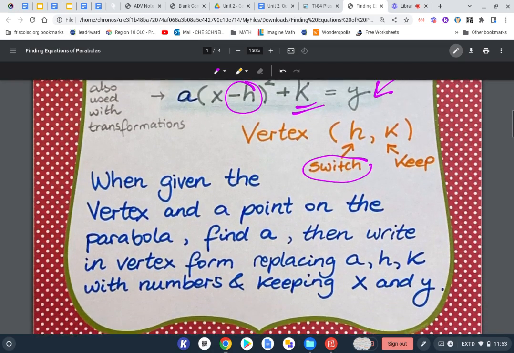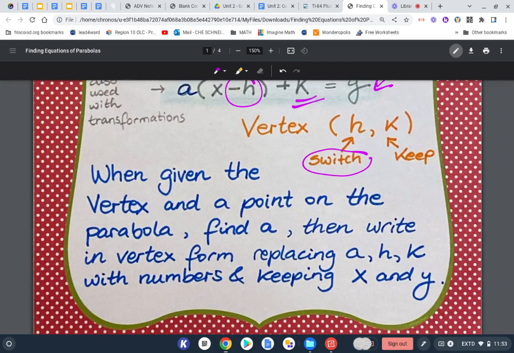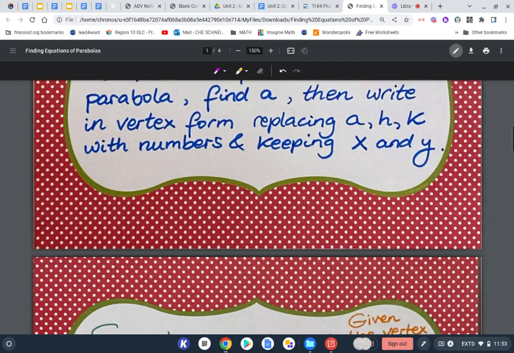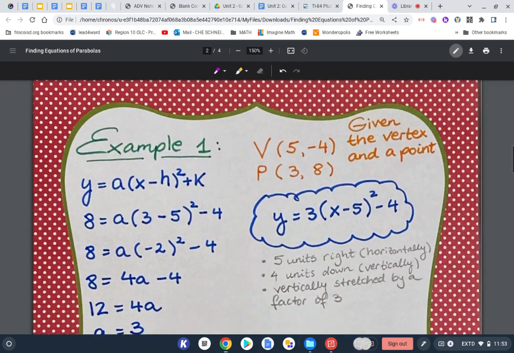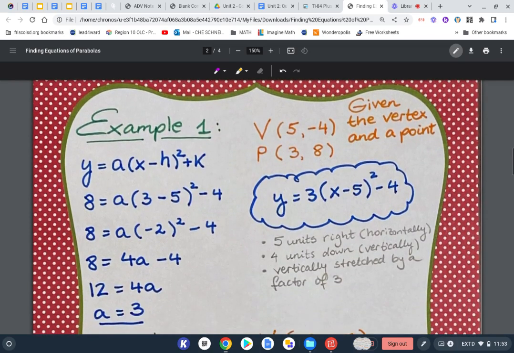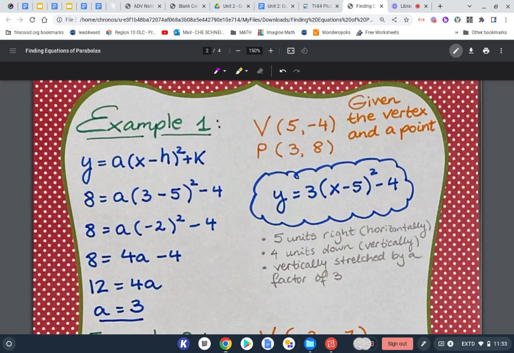When given the vertex and a point on the parabola, find a, then write in vertex form. At which point you're going to replace the a, h, and k with numbers, and you're going to keep the x and y going. So here's an example. You're given the vertex and a point. First thing to do is recall the vertex form and write it in general terms. Then start replacing what you know.